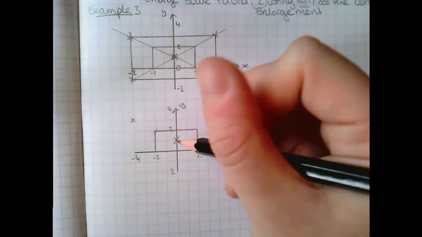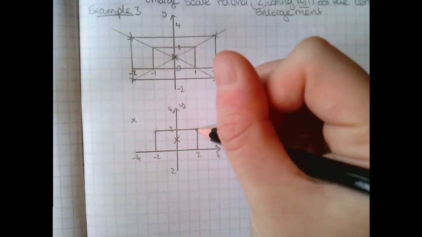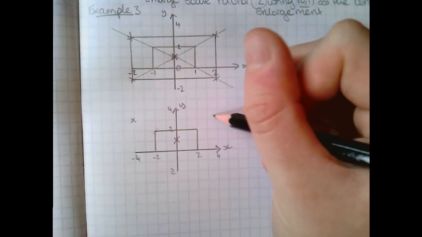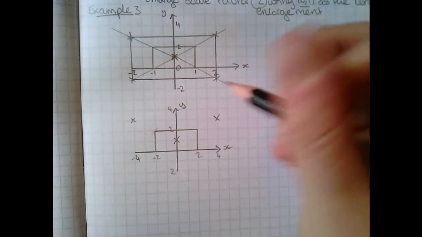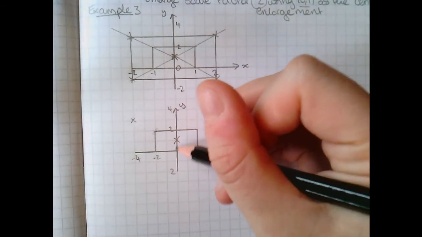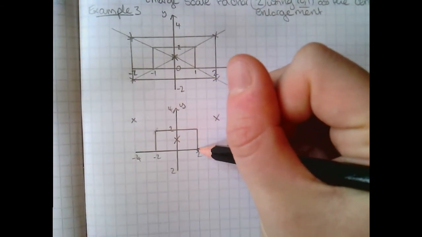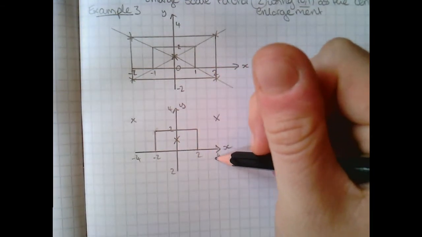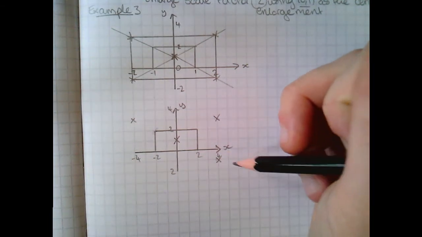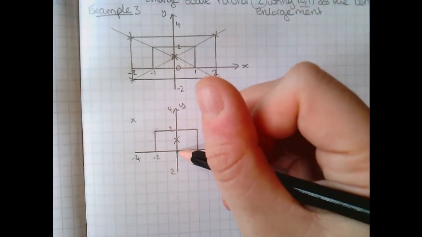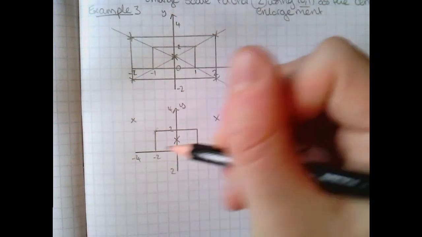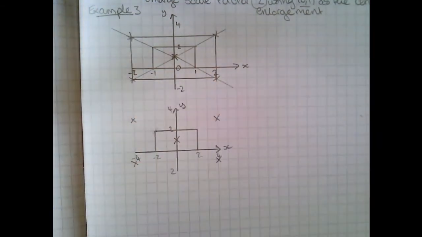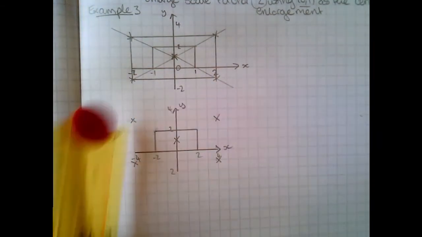Okay. So we start here and we count up 1 in the Y and up 2 in the X. So we go up 2 in the Y now and up 4 in the X. We count down 1 in the Y this time and up 2 in the X. So we go down 2 in the Y and up 4 in the X. Down 1 in the Y and down 2 in the X. So we go down 2 in the Y and down 4 in the X. Okay, so we join up our corners.